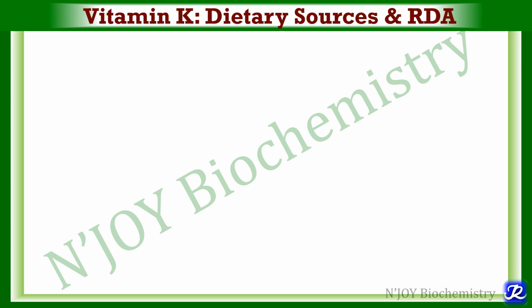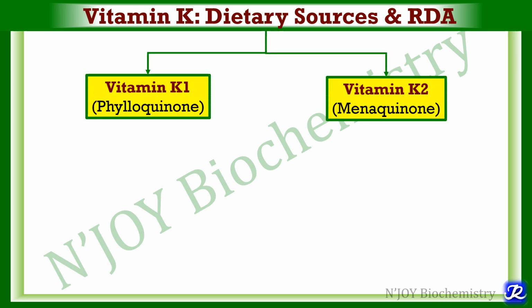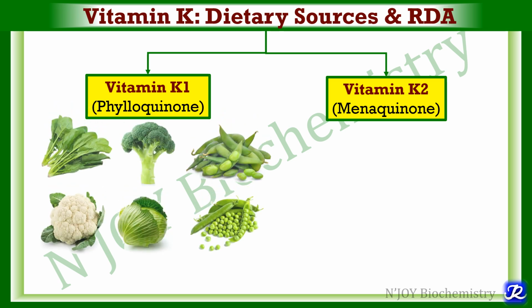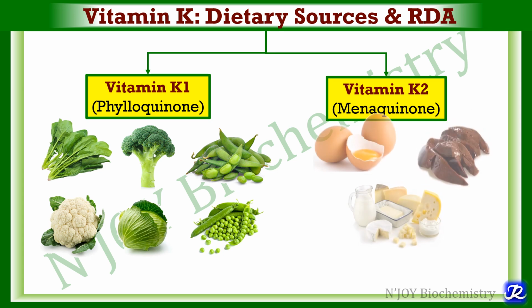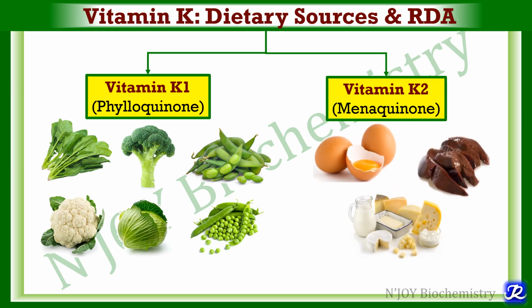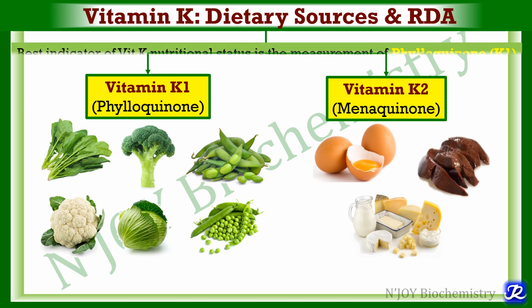Now let's see the dietary sources and RDA of vitamin K. So there are these two forms, vitamin K1 and vitamin K2. They are provided through the diet. Vitamin K1 phylloquinone, we get it from plant sources like spinach, cauliflower, cabbage, peas, various beans. And vitamin K2, that is menaquinone, from animal sources like egg, meat, liver and various dairy products.